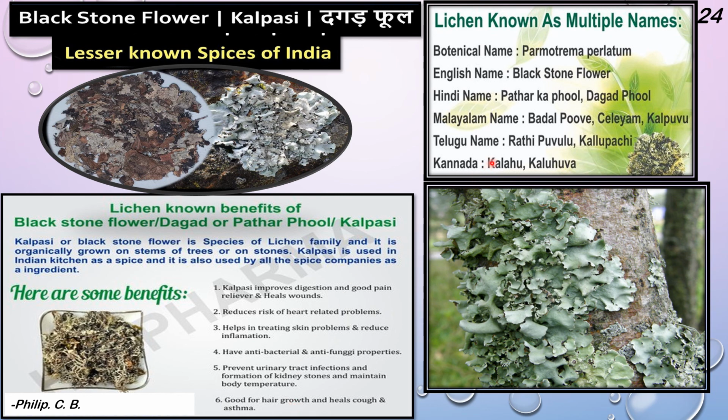A few more things added for your knowledge. They have different names. Botanical name is Parmotrema perlatum. Common name, as you know, blackstone flower. Hindi name pattar ka phool or dagad phool. Malayalam name Badalpuve, Selayam, Kalpuve, Telugu name Rati Puvule, Kallupachi, Kannada Kalahu, Kaluhuva. So different names in different Indian languages, to name a few. And again an image from the text showing the lichen.